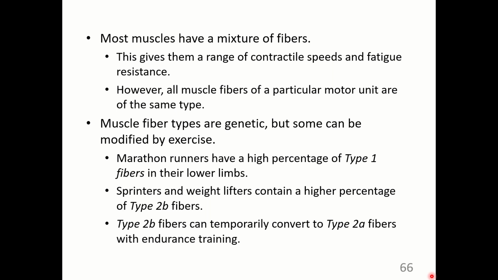Marathon runners have a high percentage of type 1 fibers in their lower limbs. Sprinters and weightlifters contain a higher percentage of type 2B fibers. Type 2B fibers can temporarily convert to type 2A fibers with endurance training.